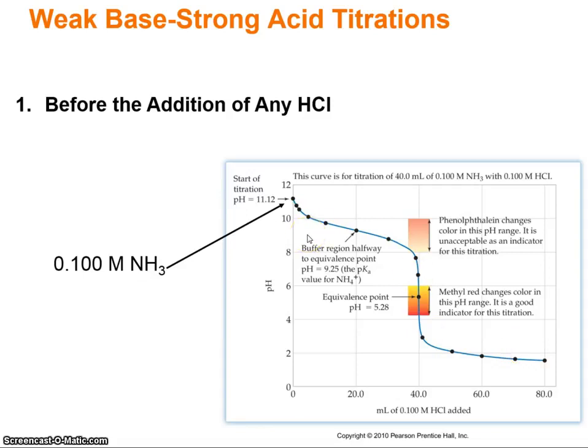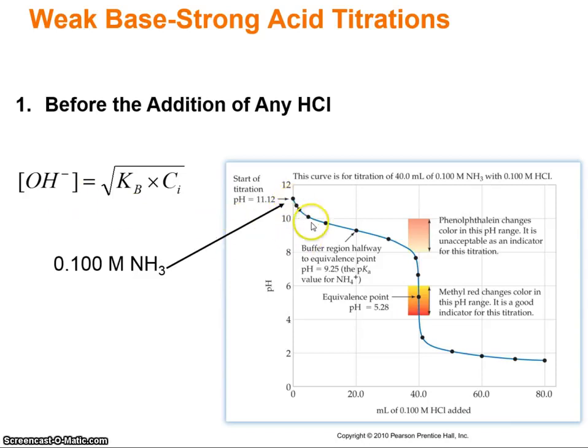But let's take a look at it. In the beginning, we've got 0.1 molar ammonia, right? I'm going to treat this just like I would a weak base problem, where my concentration of hydroxide is going to be the square root of Kb times the initial concentration. Again, we're going to assume that they're well separated from each other. So I just have the pH for the weak base.